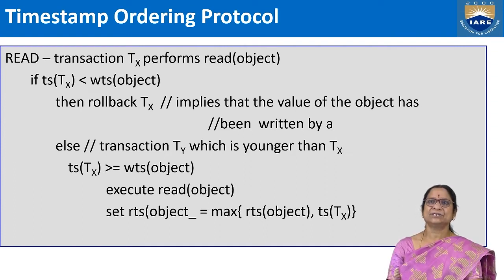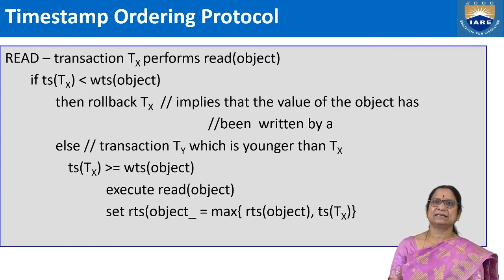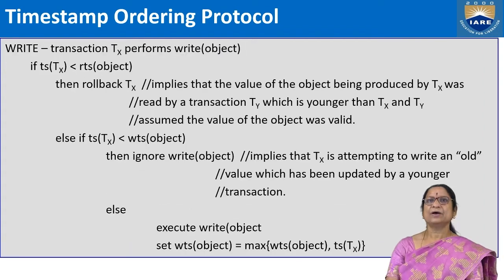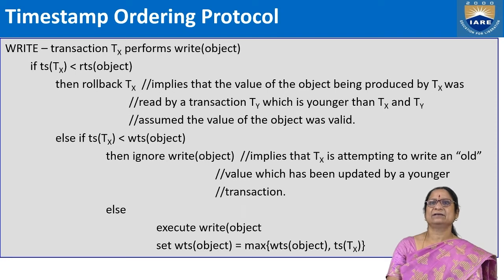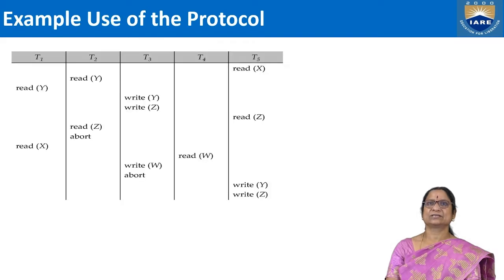That is, transaction TY is younger than TX. So if the TS of the transaction is greater than the write timestamp of the object, execute read of the object, and we have to set the read timestamp to the maximum value actually. Similarly for write, which I already explained to you: if the timestamp of the current transaction is less than the read timestamp, then roll back. If the timestamp of the current transaction is less than the write timestamp of the object, then also ignore that particular write operation, that is, roll back again. Otherwise only execute write, and set the write timestamp of the object to the current transaction actually.